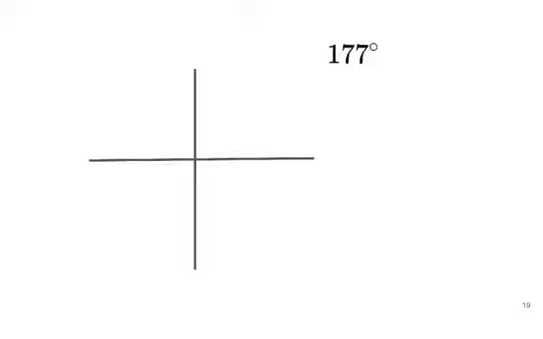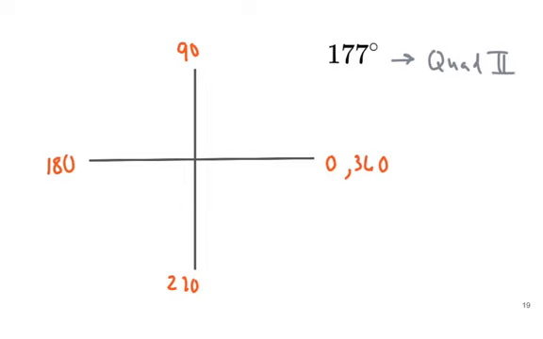Okay, so when it's with degrees, we're going to start off by labeling the axes. So 0, 90, 180, 270, 360. So that's our first step. And then what we can see is that this is definitely going to be in quadrant 2, right? And let me remind you, it goes 1, 2, 3, and 4. We know it's going to be in quadrant 2 because it's between 90 and 180.